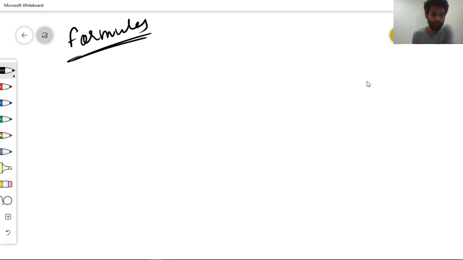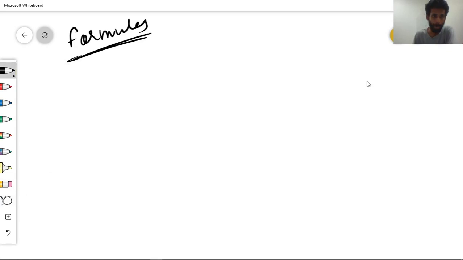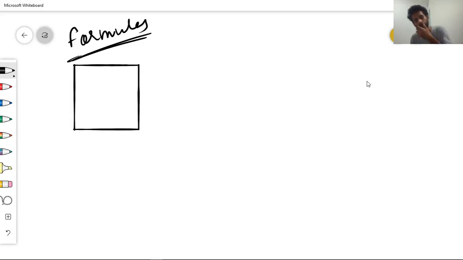Formulas, first of all we got a square. Now when is a figure called a square? When is a figure called a square?